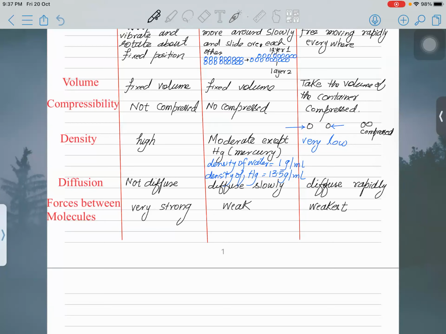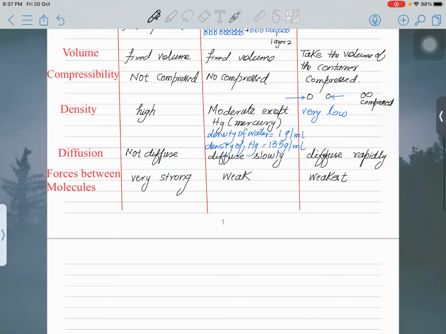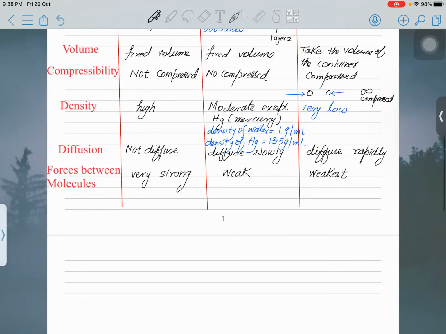Diffusion does not take place in solid, liquids diffuse slowly and gases diffuse rapidly. Very good. Now next topic is... any question भाई, किसी ने कुछ पूछना है? Any question? No, sir.